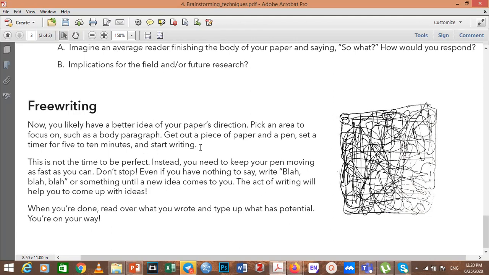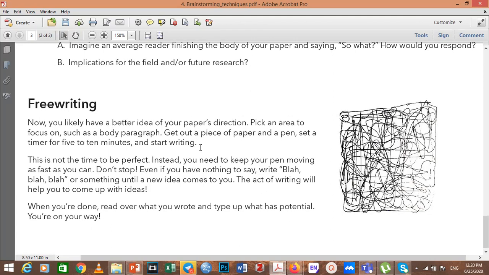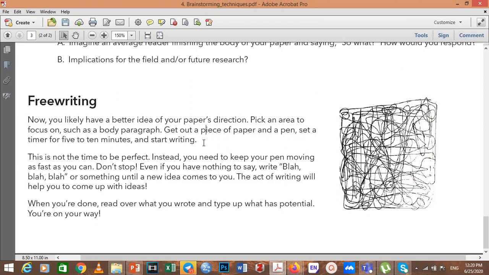So usually in brainstorming, the time allowed is only 5 to 10 minutes. If you use more than 10 minutes, it's not brainstorming, okay? So it will not be useful for you, okay? So this is not the time to be perfect. Instead, you need to keep your pen moving as fast as you can. Don't stop, okay? You just write down endlessly. You don't need to stop. Even if you have nothing to say, write blah blah blah.